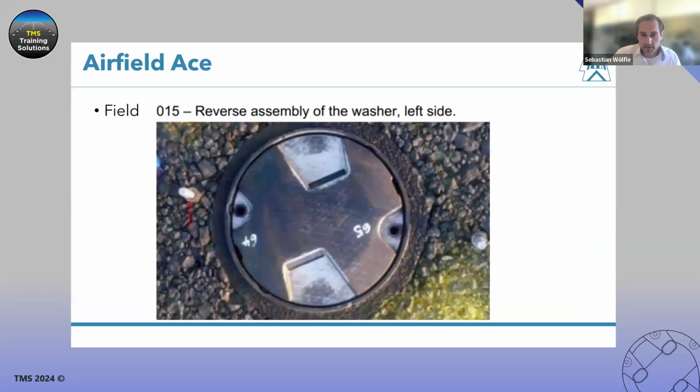And then here we have a picture of reverse assembly of the washers. So they are not clicking into each other on the right side. Therefore, the function also won't work. They are, in that case, useless.